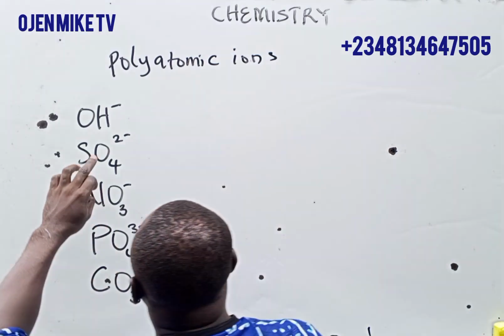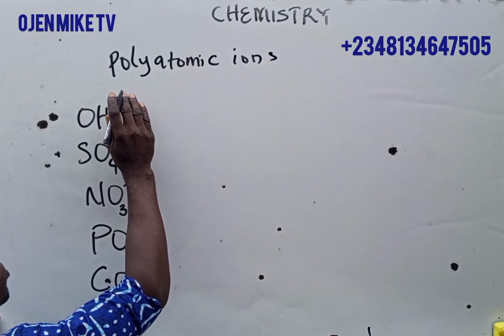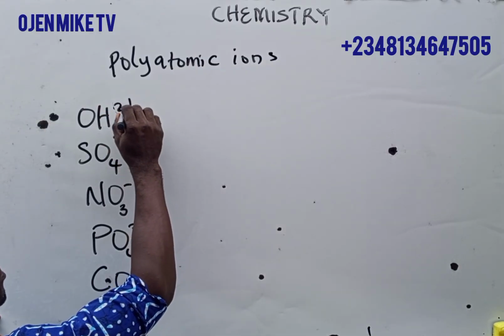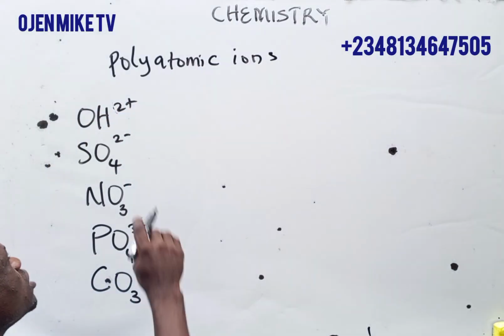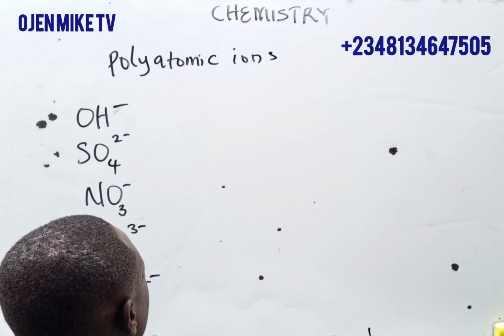Now, why is this one written this way? Why don't you write it like this, 2 plus, 2 minus? Instead it is written like this. Let me give you a simple secret.